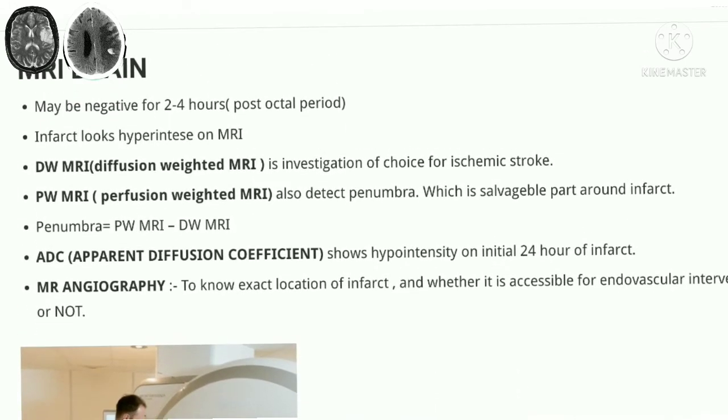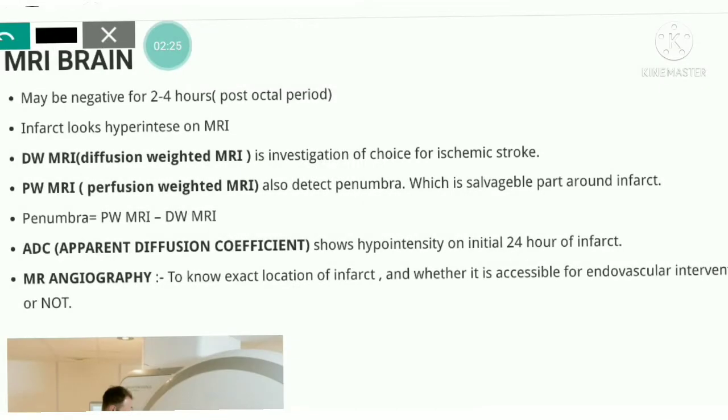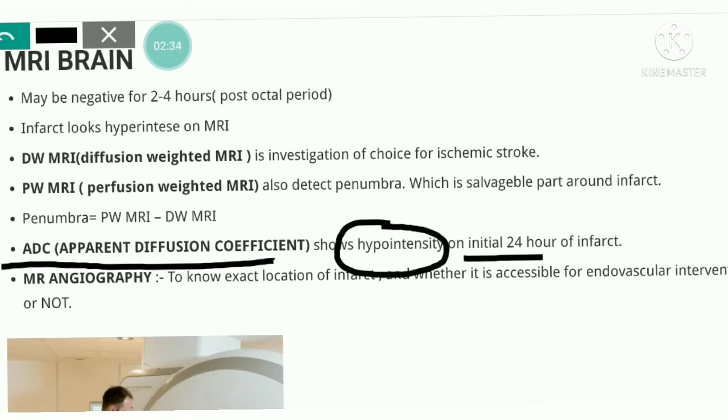Okay. Now on MRI we can detect both acute and chronic infarct. Now how can we tell that this infarct is acute or chronic? In MRI, on the ADC, the apparent diffusion coefficient, if it shows hypointensity, that means the infarct is within 24 hours old, meaning it is acute. If ADC shows hyperintensity, that means the infarct is chronic.